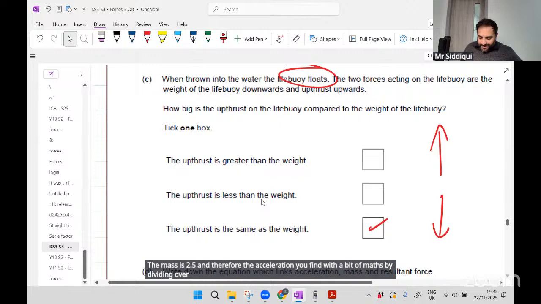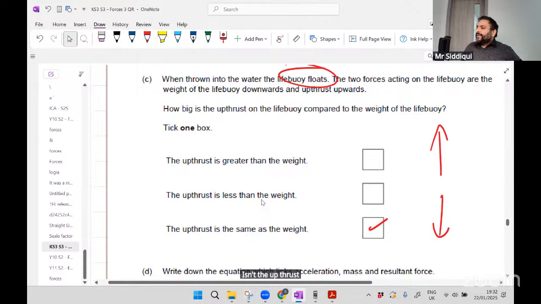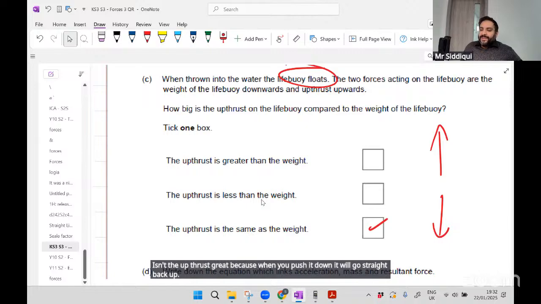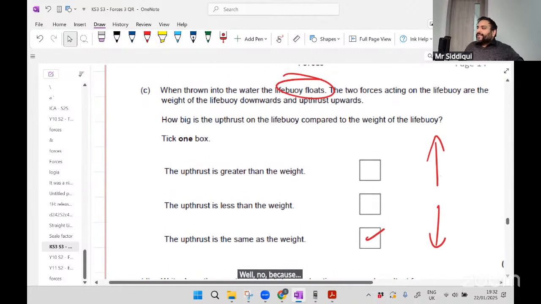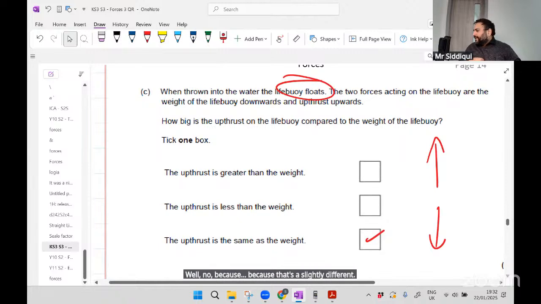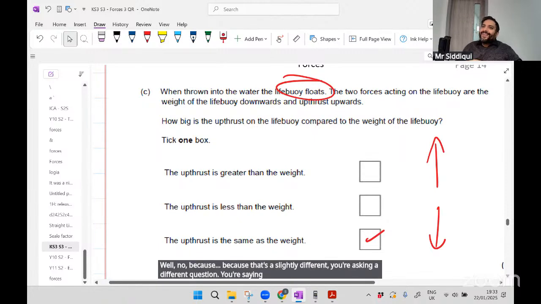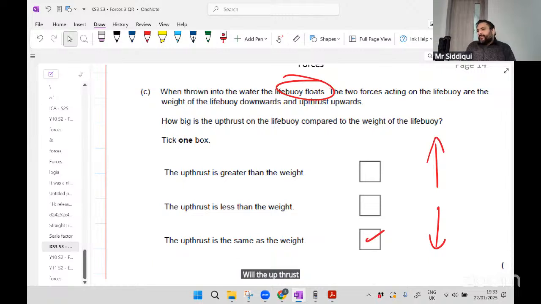Isn't the upthrust greater because when you push it down, it will go straight back up? Well, no, because that's slightly different. You're asking a different question. You're saying when you push it down, will the upthrust be greater? You've changed the situation.